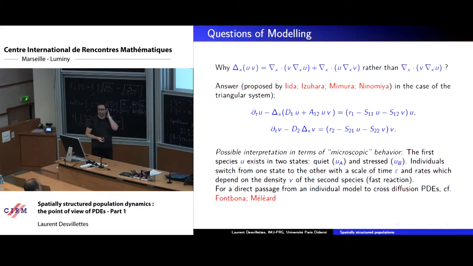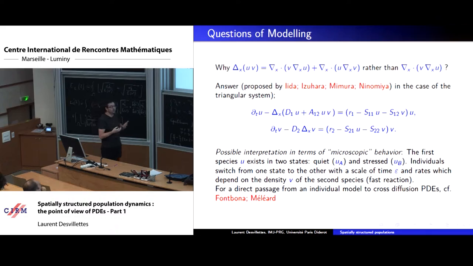And then, of course, if those are two different effects, that is an effect in which you increase the diffusion and an effect in which you try to go against the gradient of the other species, there is no reason why you should put exactly the same coefficient in front. So why write this and not this plus two times this, let's say, okay? So because of this issue, the same Japanese group, but now it's Iida, Izuhara, Mimura, and Ninomiya, but in fact they are really coming from the same team.